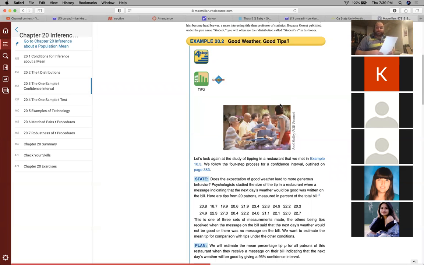What is x bar? What does x bar always stand for? Sample mean. What does s stand for? The sample size. No, that's n. N is the sample size. My bad. It's sample standard deviation. And what is t star?